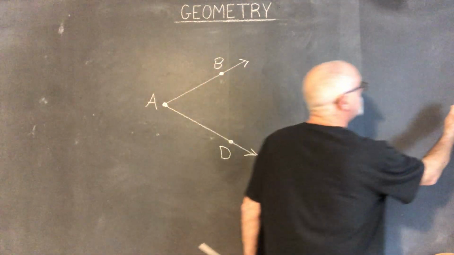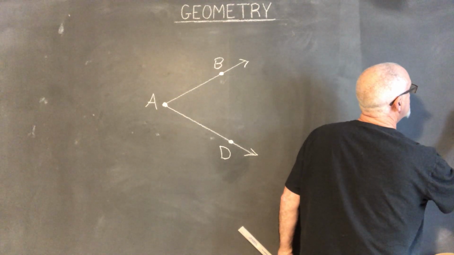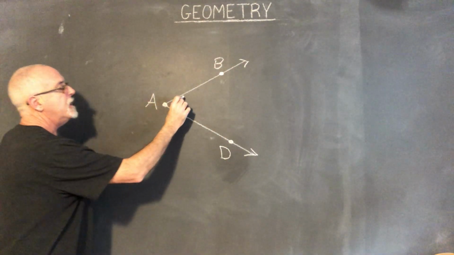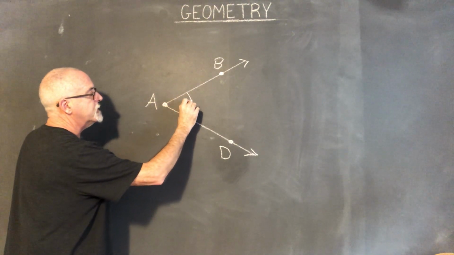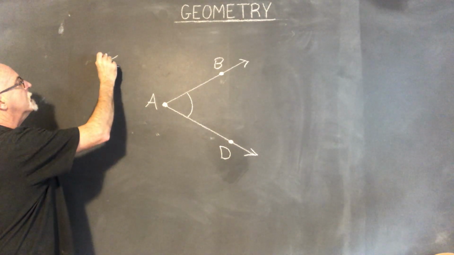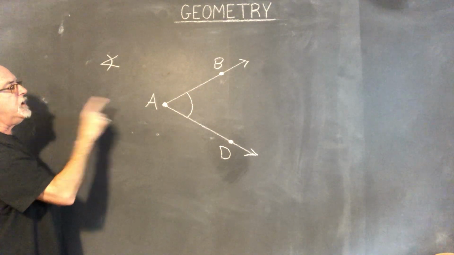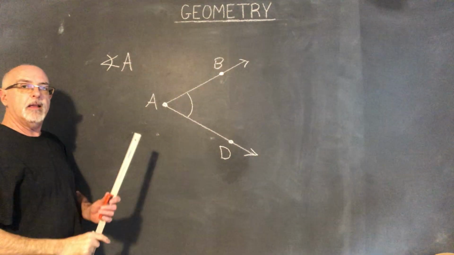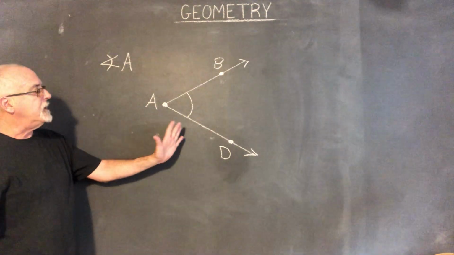Let me check off a couple more things on my list. Vertex and angle. So this is an angle. We have an angle. I'm going to measure this angle. I like to show this. The angle symbol looks like that. And then we can call it angle A. A lot of people would want to call this angle A. But that is one way of dealing with it.